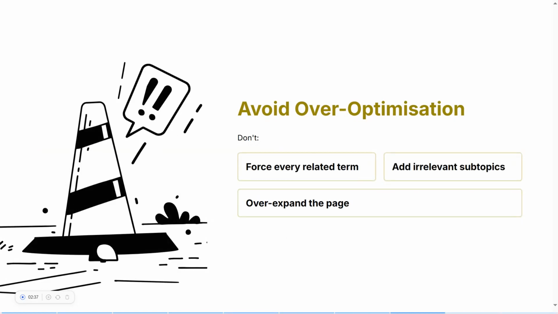Now, it's important to avoid over optimization. Entity optimization doesn't mean turning a simple page into a 5,000 word encyclopedia. Relevance matters. Only include entities that genuinely support the core topic. Depth is good, distraction is not.